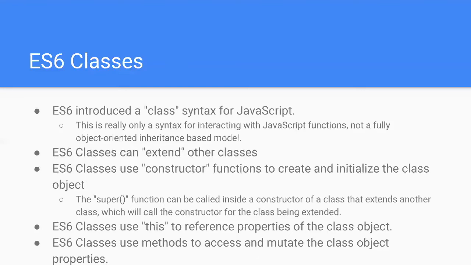We can, however, extend other classes. We'll use that in React a lot. We'll create a class that will extend another class, so it gets all the parent class properties and methods. We also have constructor functions, which initialize the class object. In JavaScript, we have a super function, which we call inside of a constructor, and it calls the parent class's constructor. Whenever we call super, that just says, okay, call the parent constructor at this point. So super should always be the first line inside your constructor method because that calls the parent constructor.